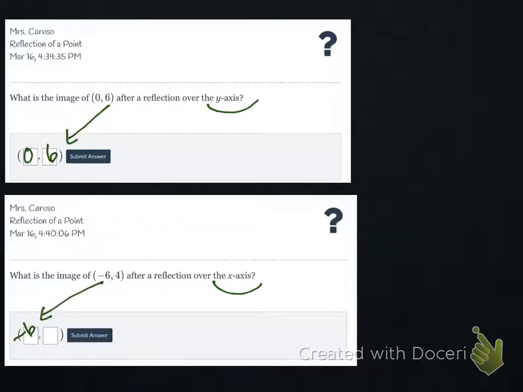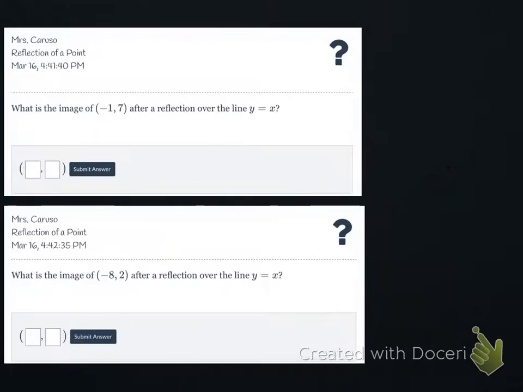-6. And this time it is not a 0, it's a 4. So what is going to change? You are going to be the opposite, which would be -4. So our final answer will be (-6, -4). That would be the reflection of the point (-6, 4) over the x-axis.